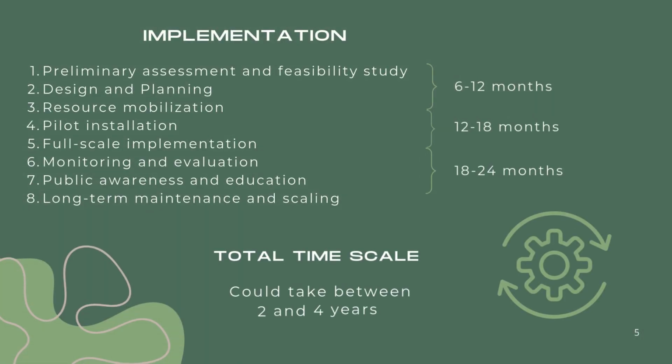Now moving on to the implementation plan, I believe there are 8 steps to implement green roofs at a local level in downtown Tampa. The first one being preliminary assessment and feasibility study, second being design and planning, third resource mobilization, fourth pilot installation, fifth full-scale implementation, sixth monitoring and evaluation, seventh public awareness and education, and eighth long-term maintenance and scaling.